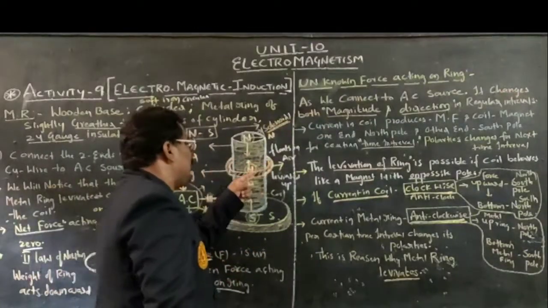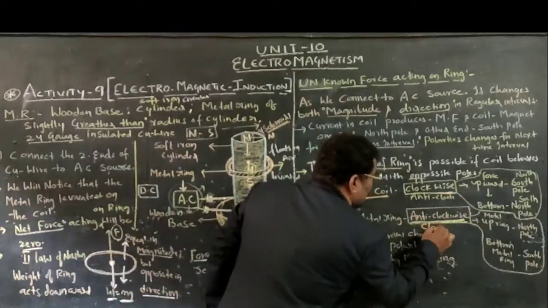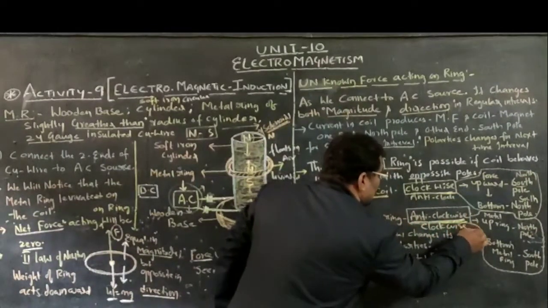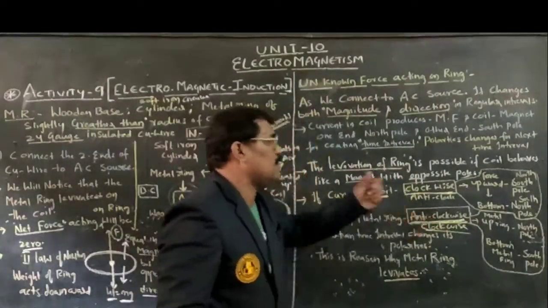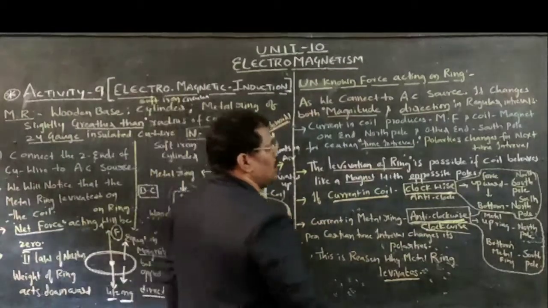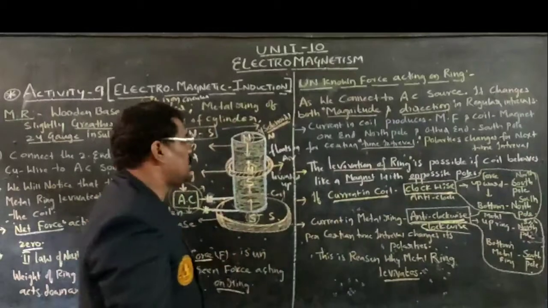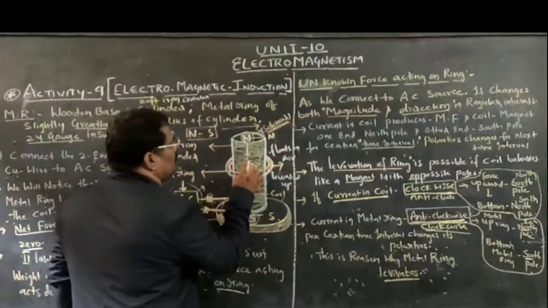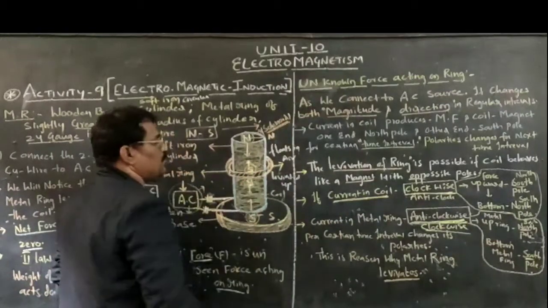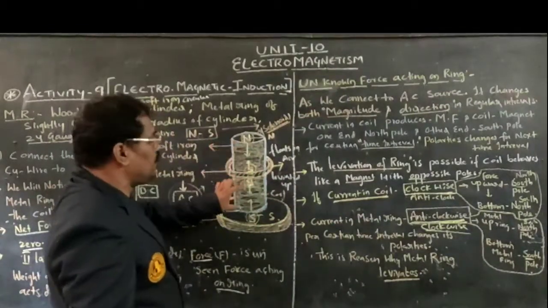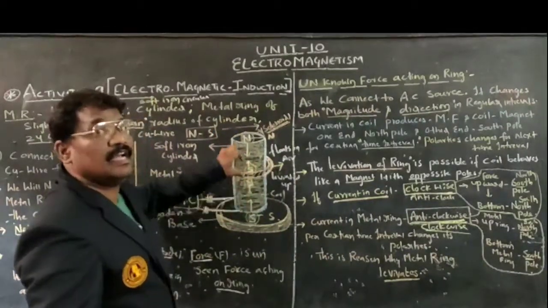The current flowing in this particular metal ring will be what? It won't be in the anti-clockwise direction, but it would be existing as what? Clockwise direction. If it is existing as clockwise direction, then what happens there? North pole will behave like south pole, south pole will behave like north pole. The up surface will be behaving like what? South pole. The bottom surface will be behaving like what? North pole. You have the force of attraction, so that the ring will be levitated in the air.